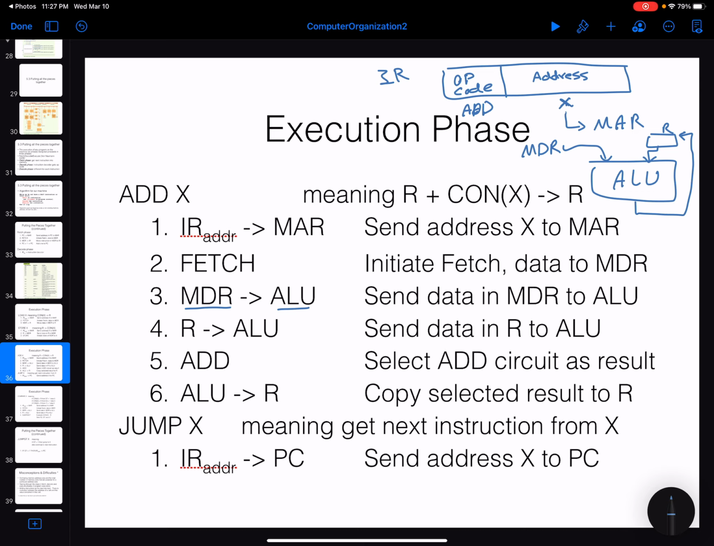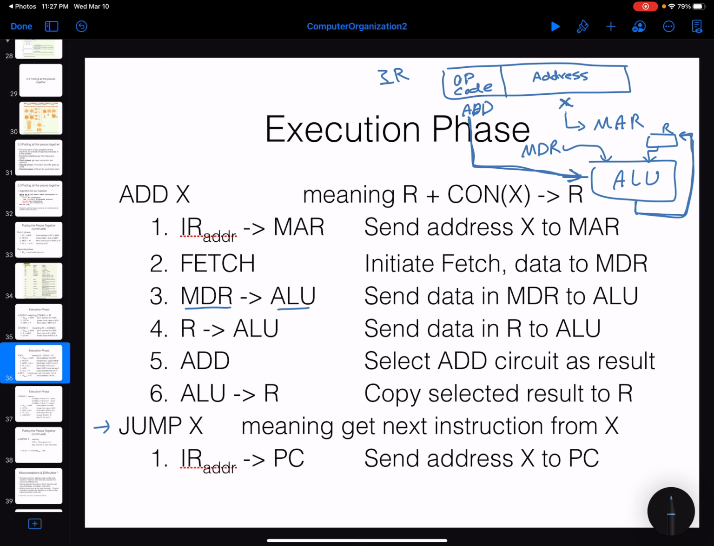Sorry, I forgot to mention that the operation code add has been decoded, and it sent out a signal add to the ALU. So inside the ALU, the corresponding circuit will be activated, the result will be sent out to the register R again and stored in the register R, and we are done. So six steps for this instruction add.